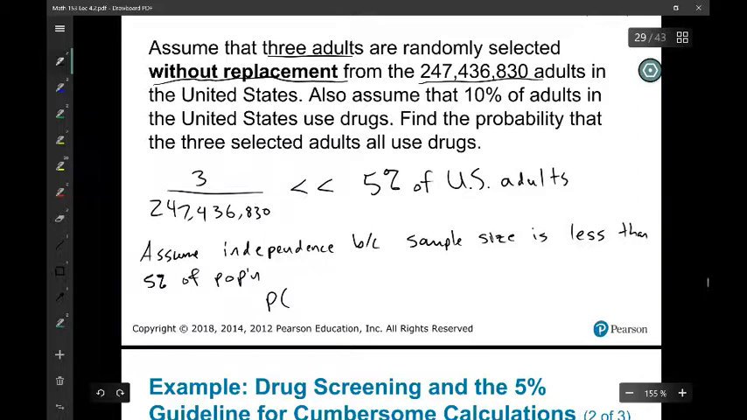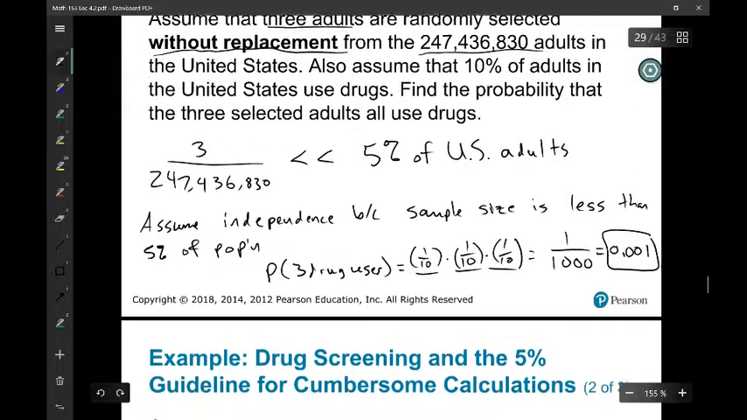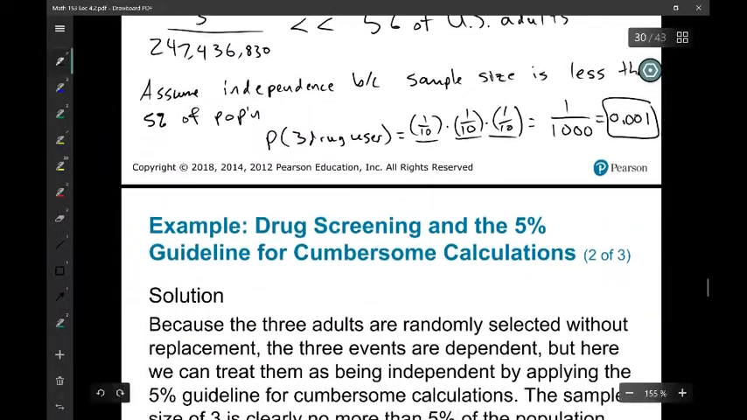So the probability of randomly selecting 3 drug users would be the probability of randomly selecting a drug user, which would be 1 in 10, times the probability of selecting a drug user, 1 in 10, times the probability of selecting a drug user, 1 in 10. So that would be 1 in 1,000, or 0.001. Or about 0.1%.